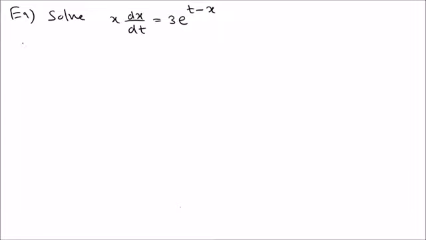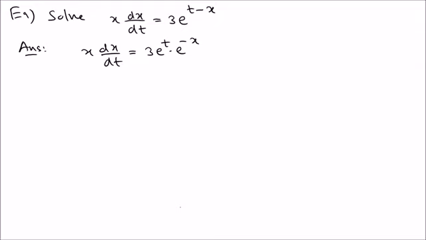Okay, so the answer. We're going to use certain algebra here. So we write dx over dt. We can write this one as 3 e to the t times e to the negative x. So we can do that. Now we can see whether we can move x terms to one side, t terms to the other side. Actually, you can see that yes, we can do it.